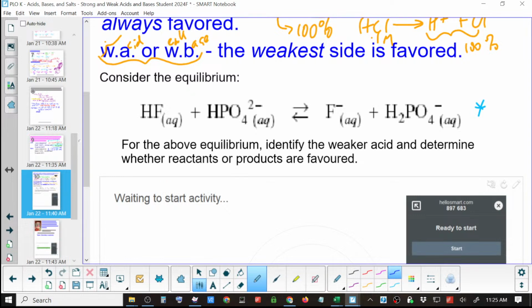F. And what does that have to be? Base. And so its opposite would be the conjugate acid. Okay. If that's a base, what's the other one? Acid. Right, I'll do different colors. Yeah, and then we identified our conjugates. Now just compare acids.